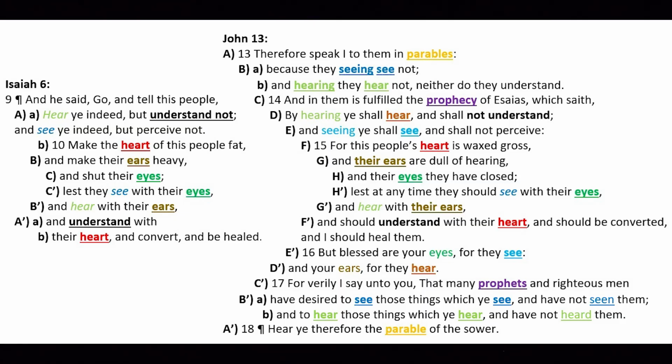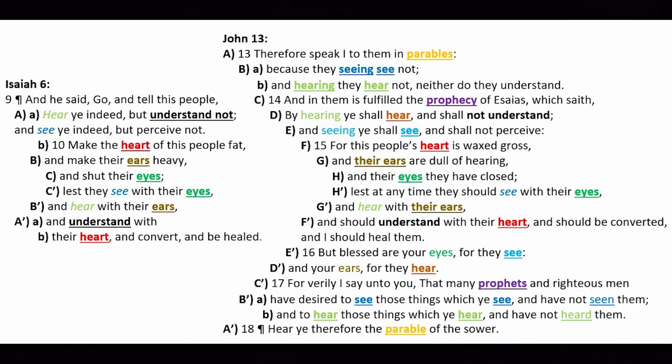Let's see. Notice that in the D lines, there is another parallel between the idea of hearing and hear, and down below in D, ears and hear. Even though the words are all slightly different, these are matches. So in D up above, hearing, ye shall hear, still matches in the D prime down below, ears, for they hear. Ears are what you hear with, so those are a match term. And then on the E lines, you have a similar duplication. E says, seeing ye shall see and not perceive, and down below in the E prime, but blessed are your eyes, for they see.